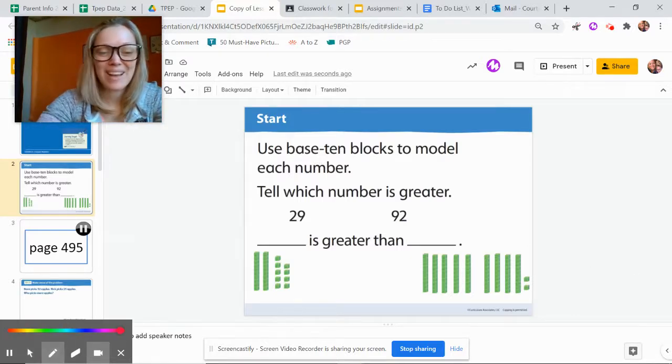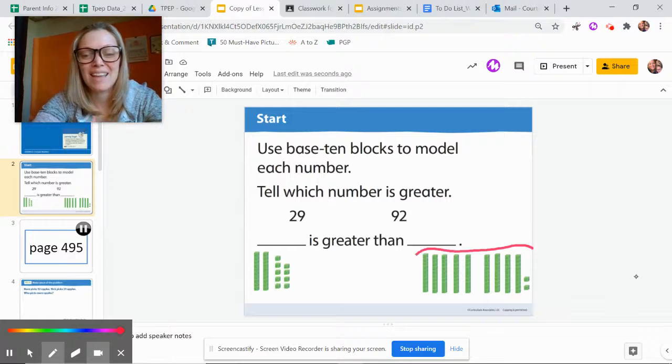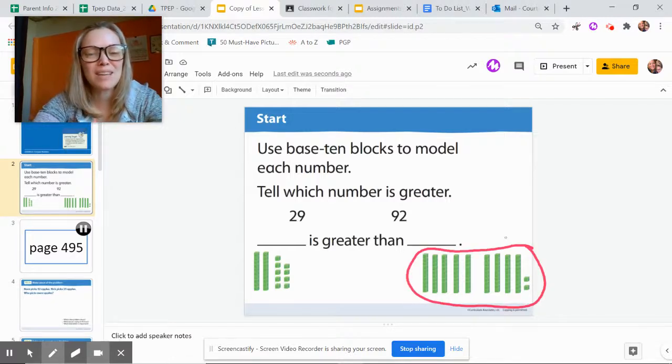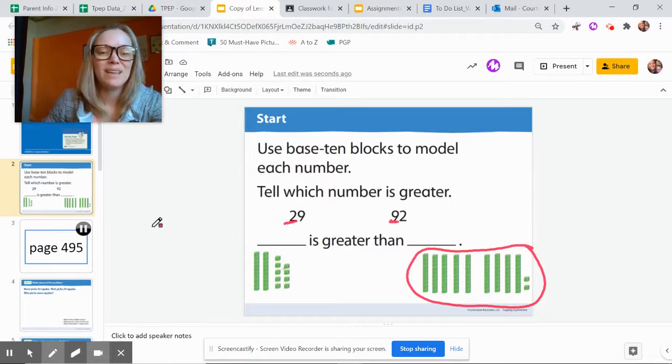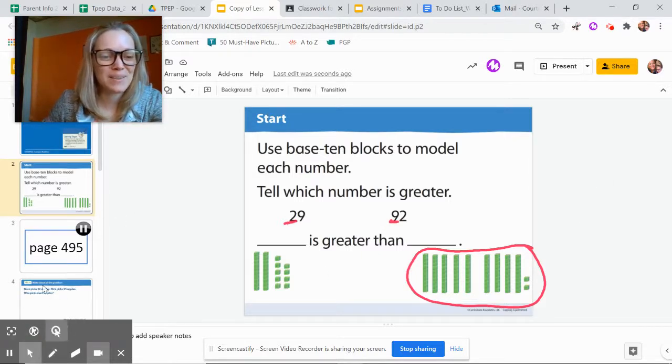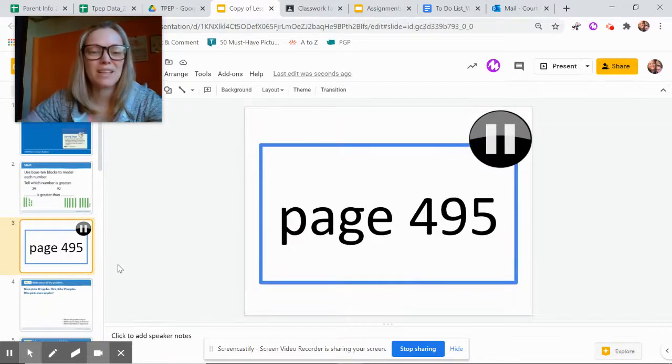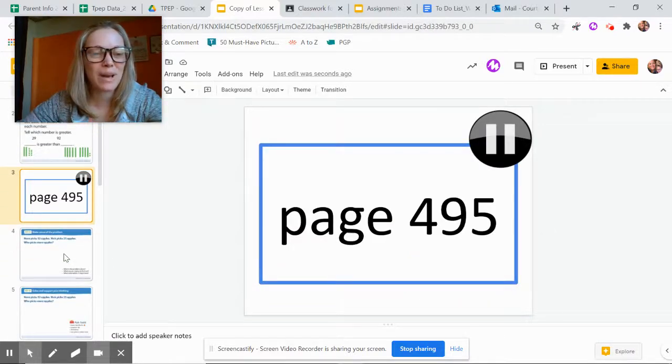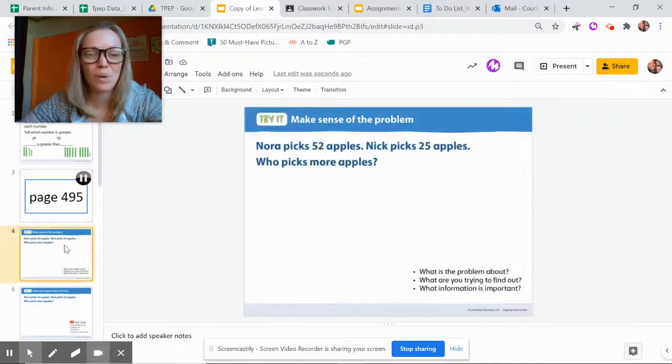So the correct answer is 92. And you can hear it in that first thing you say, 20 and 90. 90, I'd rather have 90 pieces of candy than 20. 92 is greater. We are on page 495. Go ahead and get ready. Turn to that page now.